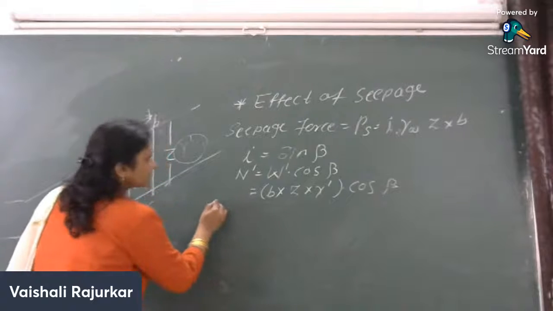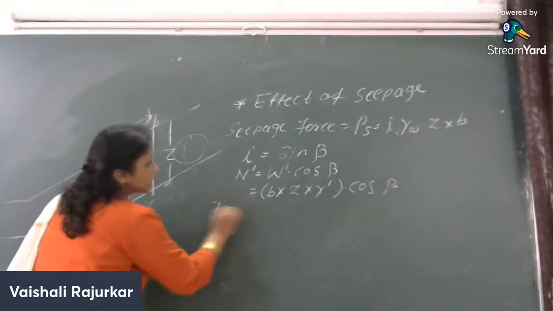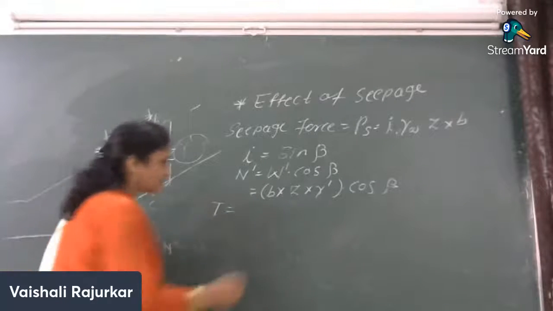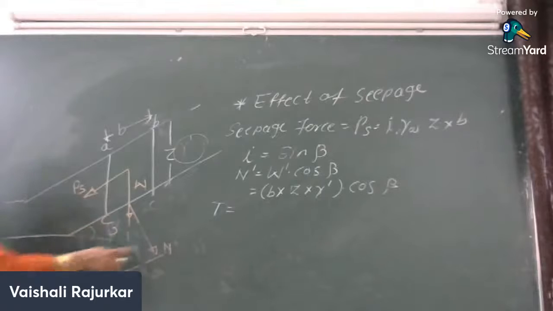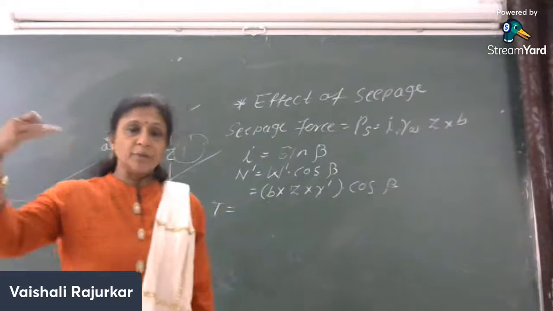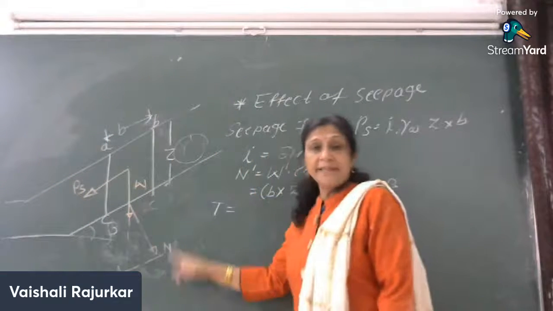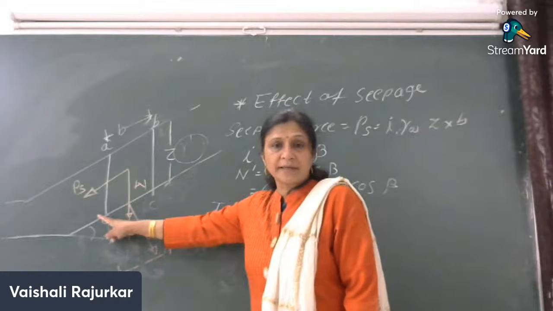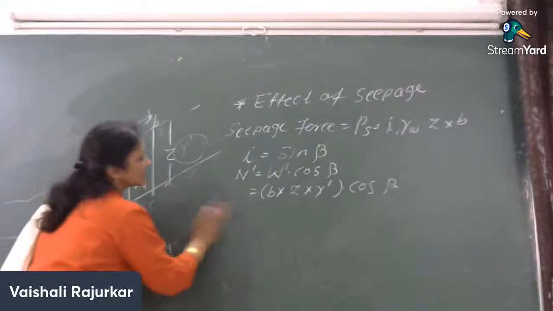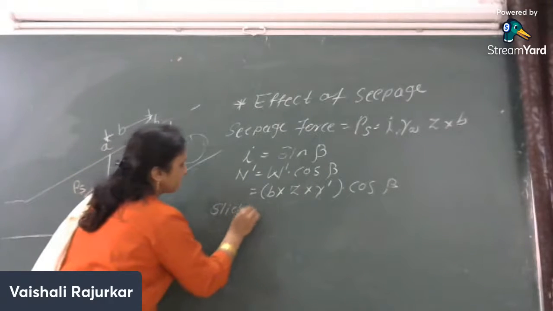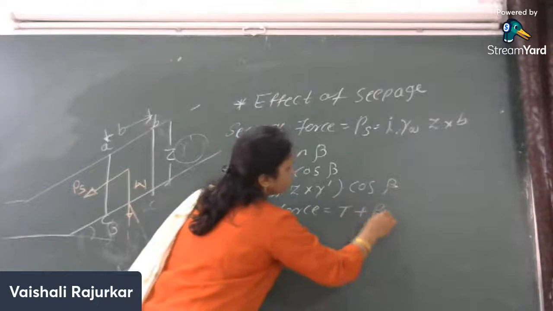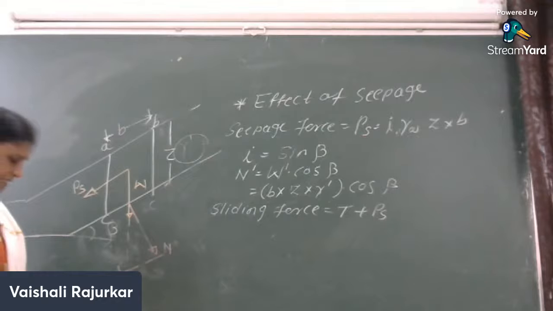Then what is T? T is W sin beta plus Ps. In this case now, there are two sliding forces. One is the sliding of the soil wedge, which is denoted by T, and the other is the seepage force, which is also acting in the direction of sliding. So the sliding force is equal to T plus Ps.